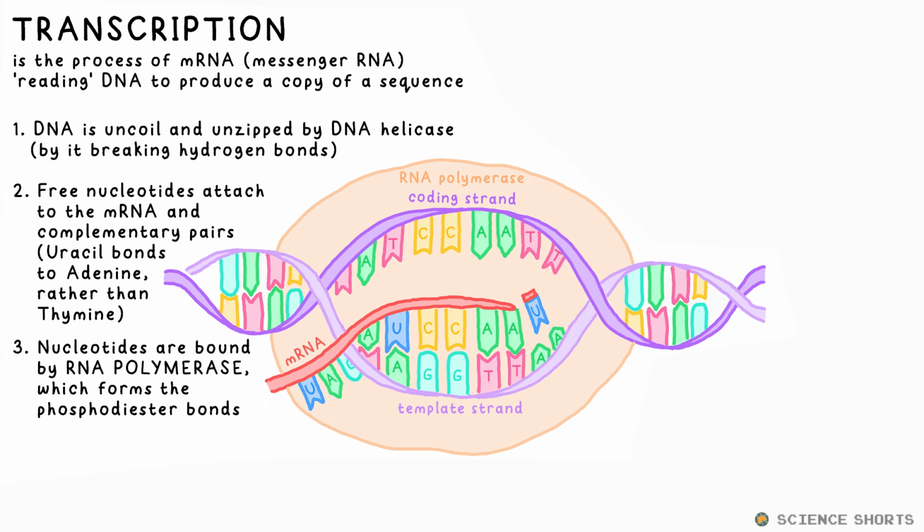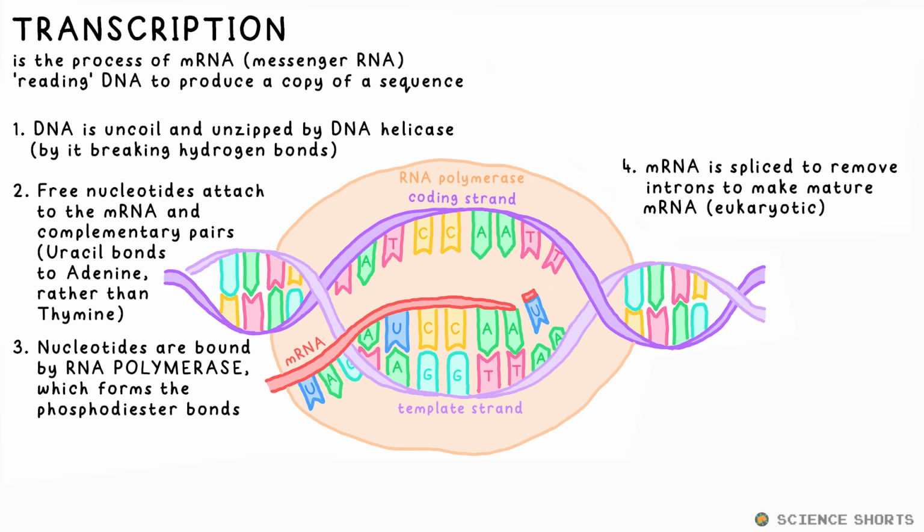The bases are bound together by the enzyme RNA polymerase, which forms the phosphodiester bonds just like in DNA. What's amazing is that even though introns are copied to what we call pre-mRNA, it's then spliced, chopped up, and then reattached to remove these redundant regions, leaving just exons to make mature mRNA. This only happens in eukaryotic cells, though.